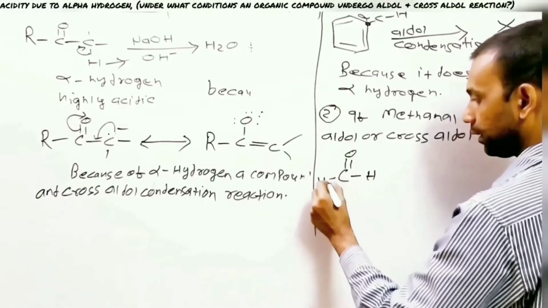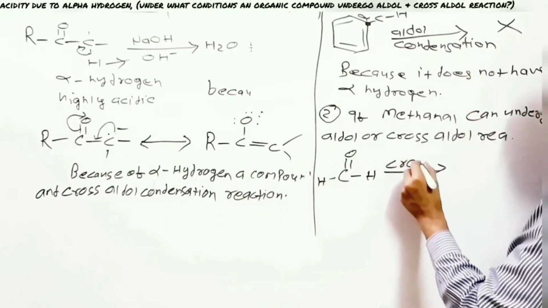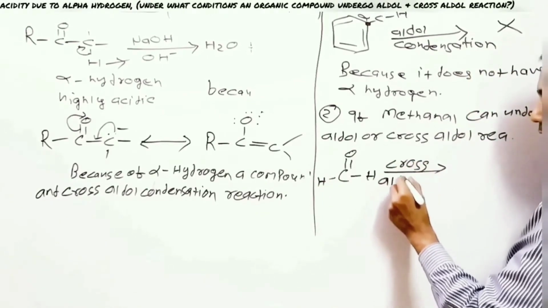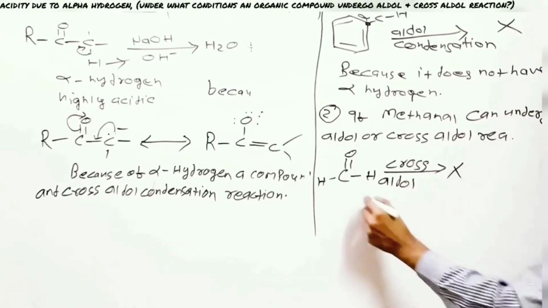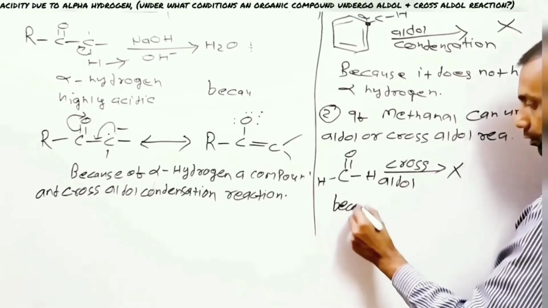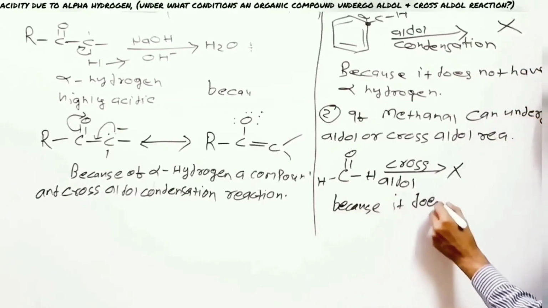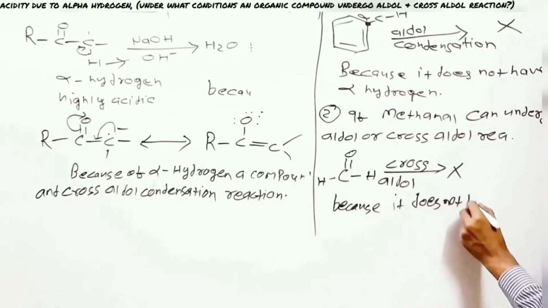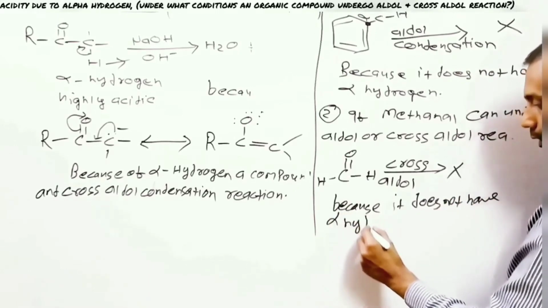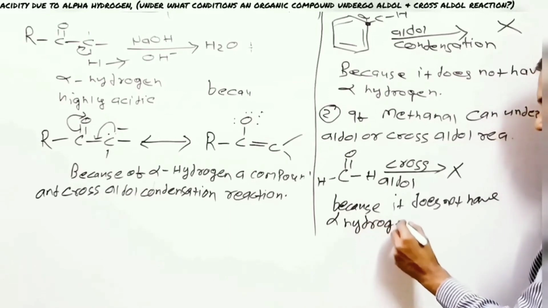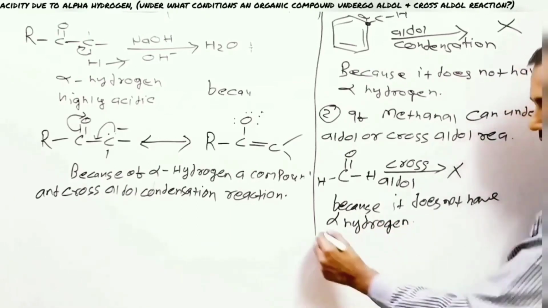Now what you see is that cross aldol reaction will not take place because it does not have alpha hydrogen, right?